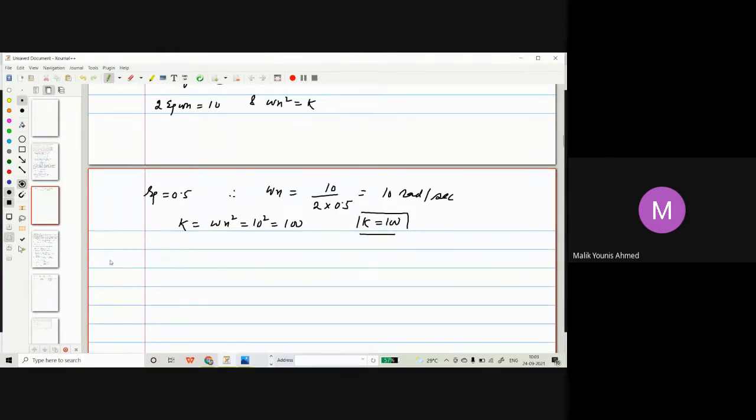Number one, we have to find the rise time. Rise time, we know, is tr, and that is (pi minus phi) divided by omega n under root of 1 minus xi square. Phi we will directly write as tan inverse of under root of 1 minus xi square divided by xi.